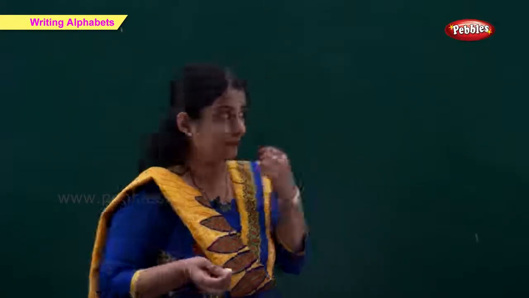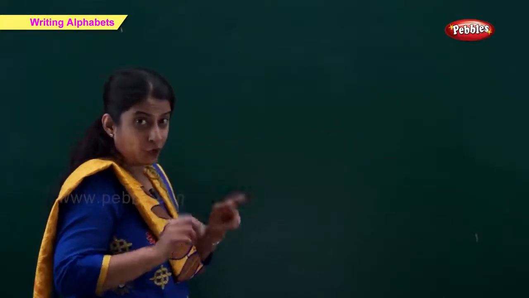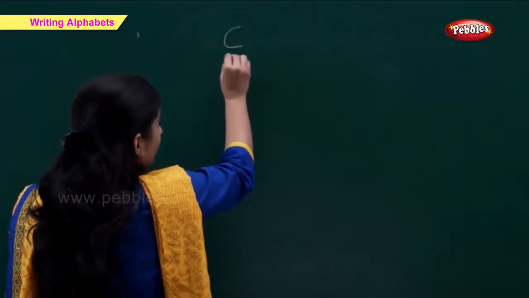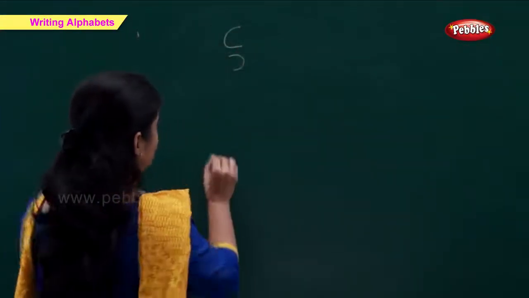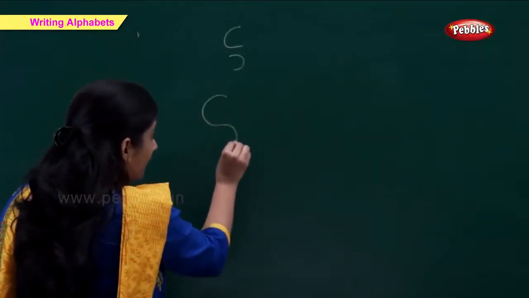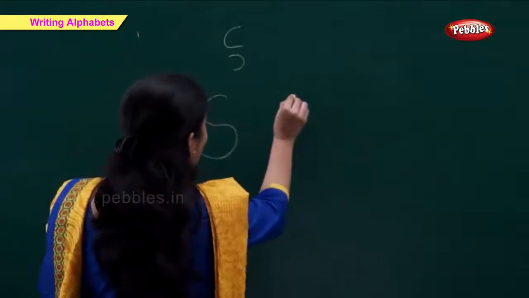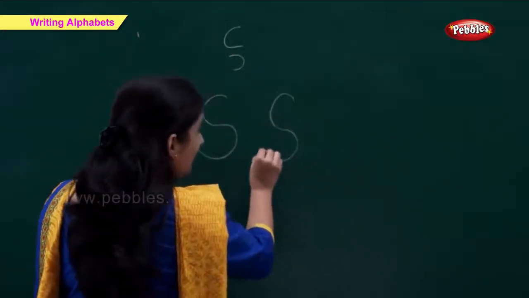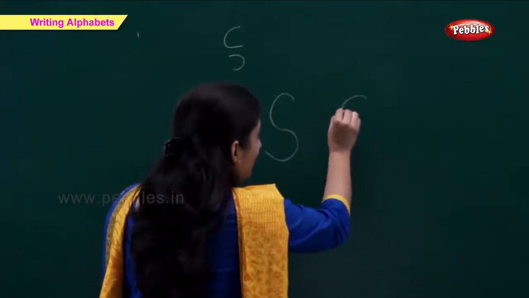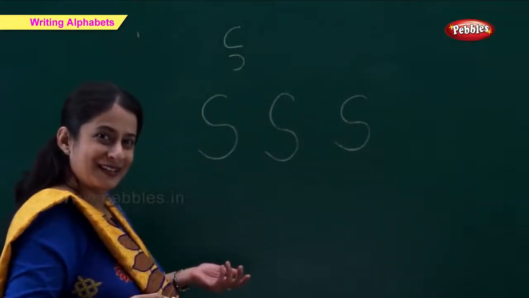Now we are going to write S. Small s. For writing small s, we need to join two curves. One curve, another curve makes small s. Again, one curve, another curve makes small s.